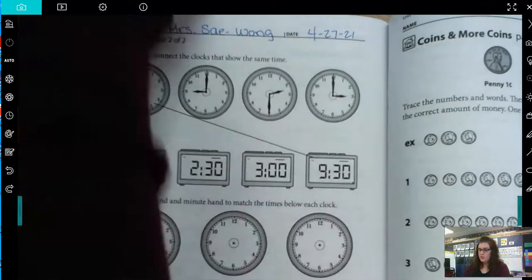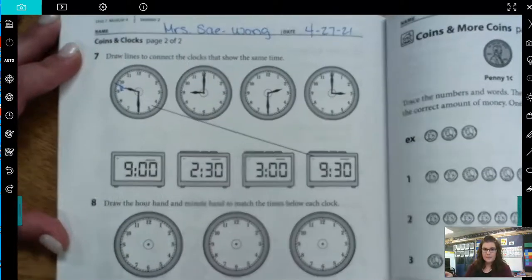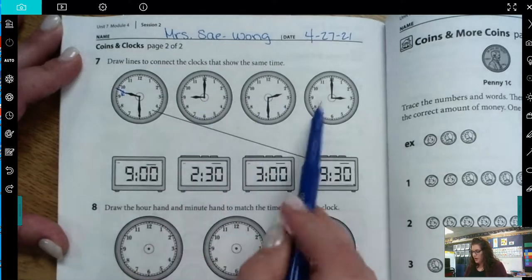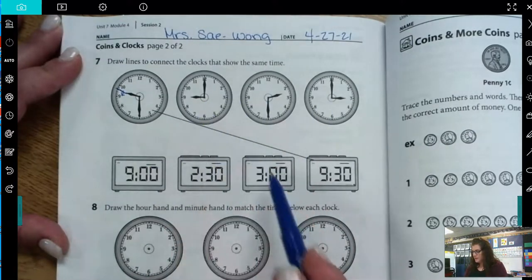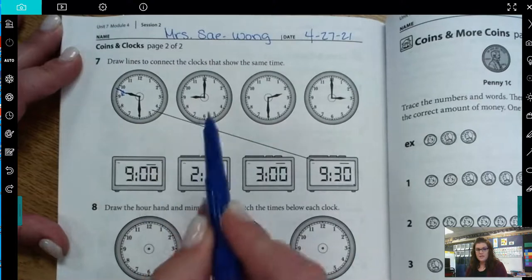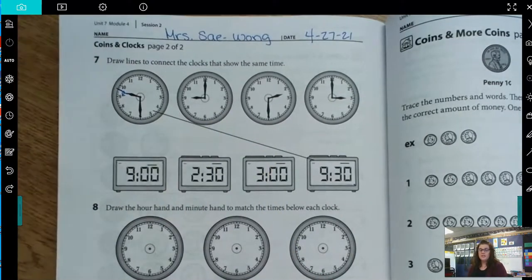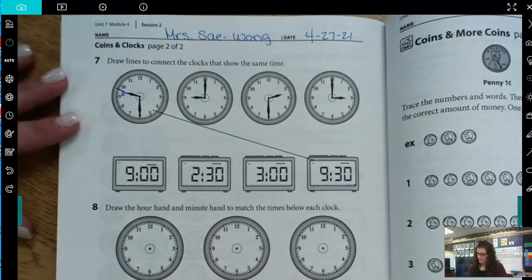Now what I want you to do, I feel like we can't see that, it's a little blurry, is look at the time for the next 3 clocks and draw lines to the appropriate or the correct digital clock telling the time. So hit pause, work on section 7, come back when you're ready.